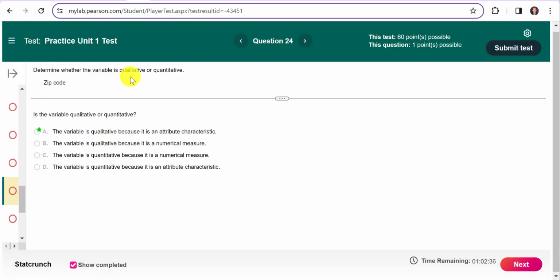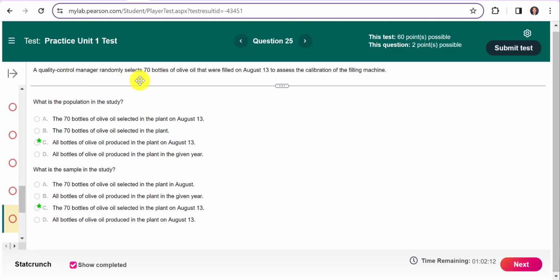Determine whether the zip code is quantitative or qualitative. You'd think it'd be quantitative, but it's really qualitative because it's describing an area, and the number really doesn't mean something. It's not something you could find the average zip code of or something like that. You can't treat it like a quantitative variable, so it's qualitative. That's a tricky one.